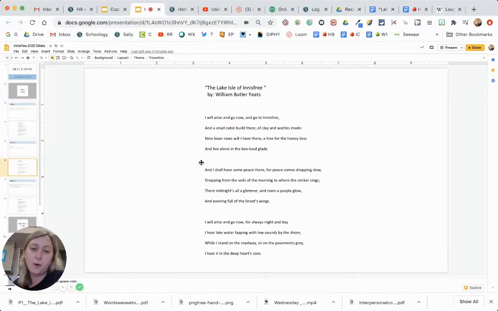I will arise and go now, and go to Innisfree, and a small cabin build there, of clay and wattles made. Nine bean rows will I have there, a hive for the honey bee, and live alone in the bee-loud glade. And I shall have some peace there, for peace comes dropping slow, dropping from the veils of the morning to where the cricket sings. There midnight's all a glimmer, and noon a purple glow, and evening full of the linnet's wings. I will arise and go now, for always night and day I hear lake water lapping with low sounds by the shore. While I stand on the roadway or on the pavements gray, I hear it in the deep heart's core.